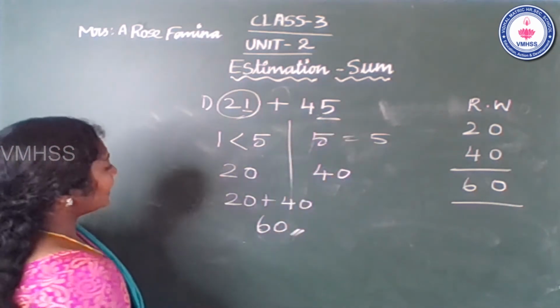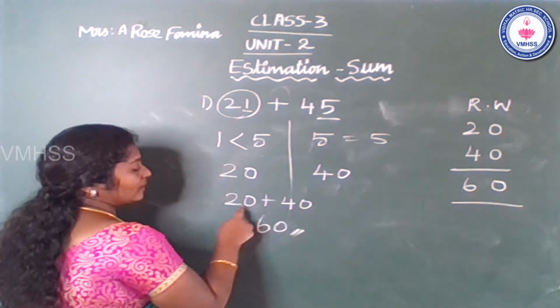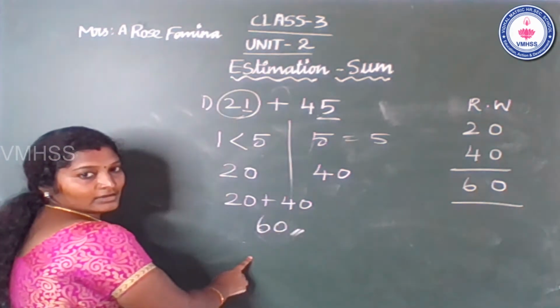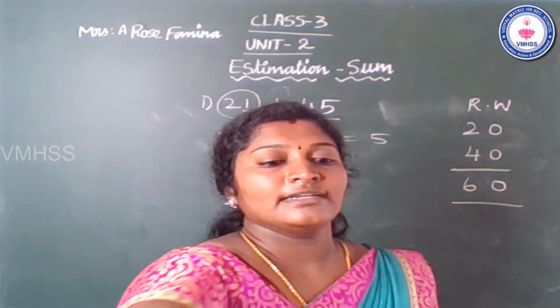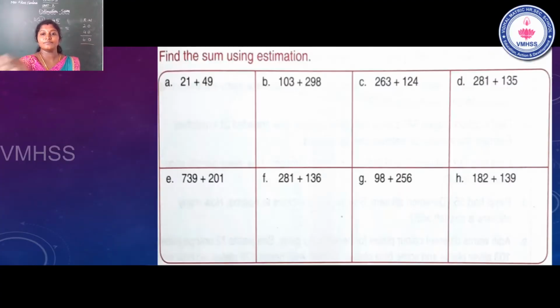Now we go to add 20 plus 40. 20 plus 40 is 60. Okay, students, do you understand this sum? Can I move to the next slide?